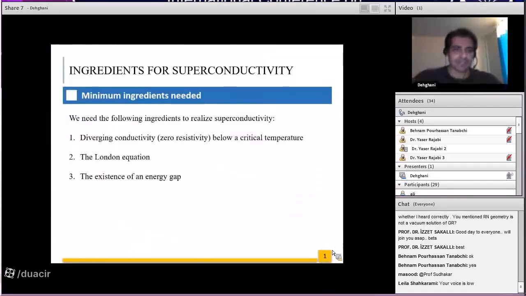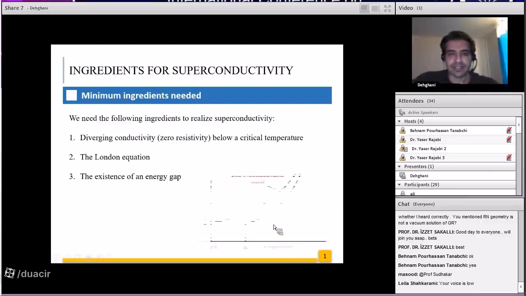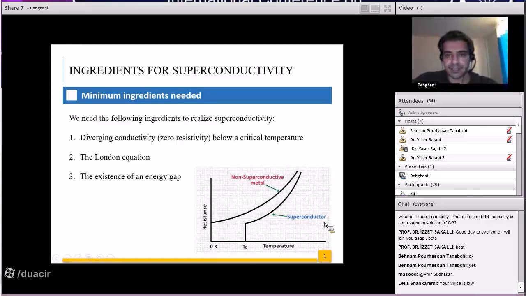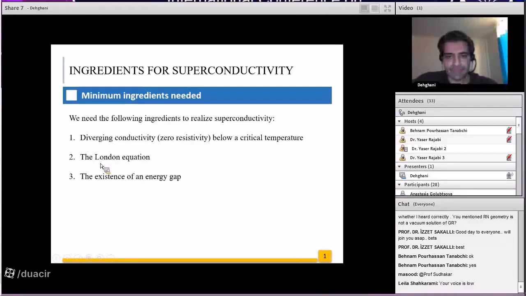Let's first take a look at some minimum ingredients to realize superconductivity. The first is diverging conductivity or zero electrical resistivity below a critical temperature. As shown in this figure, for a typical superconductor, we observe that below a critical temperature, the resistivity suddenly drops to zero. But for a typical metal, a regular behavior is observed.